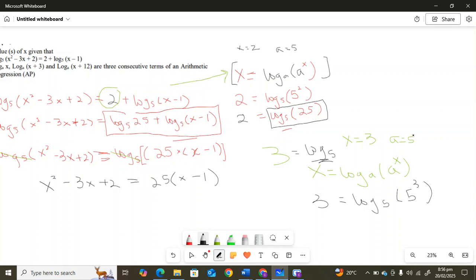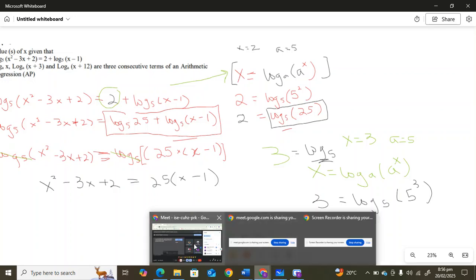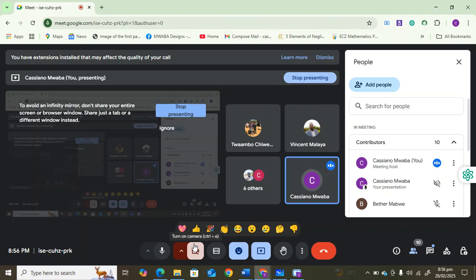No, I was here. I'm just illustrating. It's just an illustration. Madam, this is just an illustration. Here, we want to convert 3 into log 5. That's where that 5 has come from.